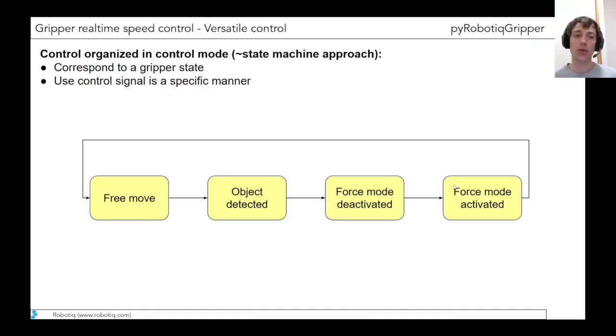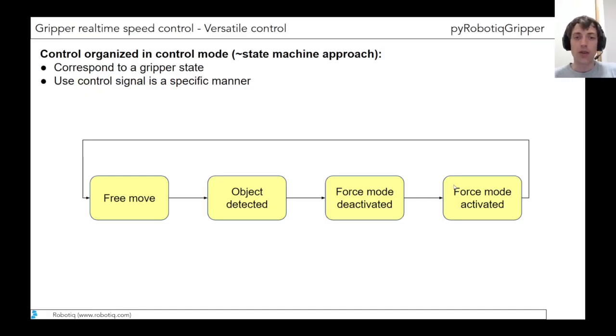The first mode is the free move mode. In this mode, the gripper is free to move. There is no object in the way, and so you use the function basically as I explained before. You just move the joystick and the gripper will move, adjusting the speed depending on the position of the joystick.